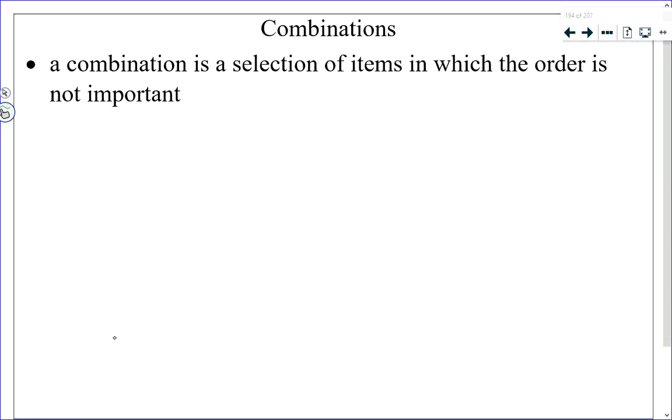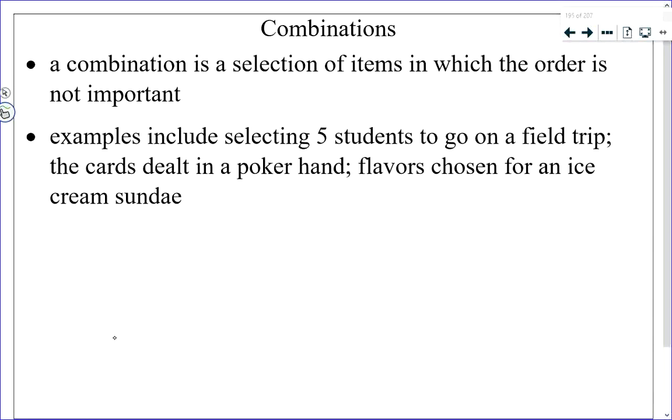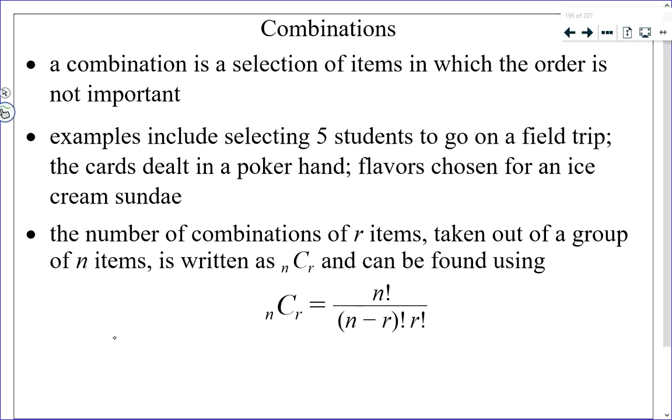Combinations. Well, a combination differs from a permutation because order is unimportant. So selecting students to go on a trip, dealing cards in a poker hand, flavors for a topping that you're going to put on an ice cream. These are all combinations. The number of combinations also has a formula. We write it as nCr, and it's equal to n factorial over n minus r factorial times r factorial also on the bottom. So that r factorial on the bottom is new. It's not there with a permutation, but with a combination we have that extra r factorial.